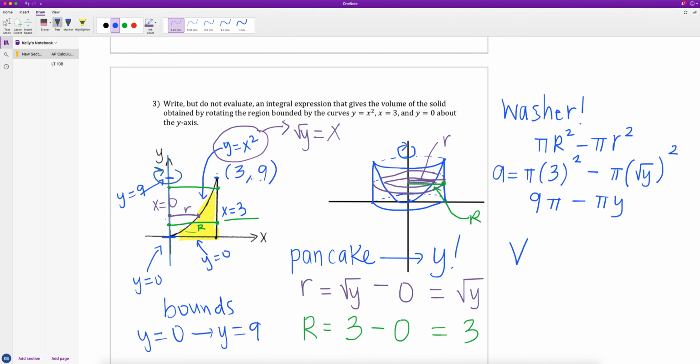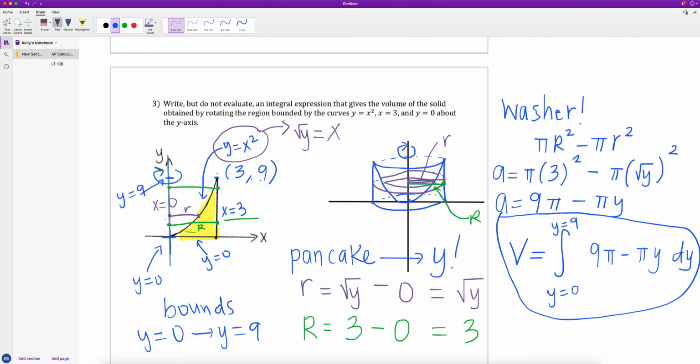So to get our volume, I need to integrate area. So I'm going to integrate from y equals 0 to y equals 9. And the area I'm getting is what I had already computed up here, which will be 9 pi minus pi times y with respect to y in this case. And this right here would be our final equation for the volume I get from that solid, if I were to take our yellow two-dimensional graph and rotate it up and around the y-axis over there.